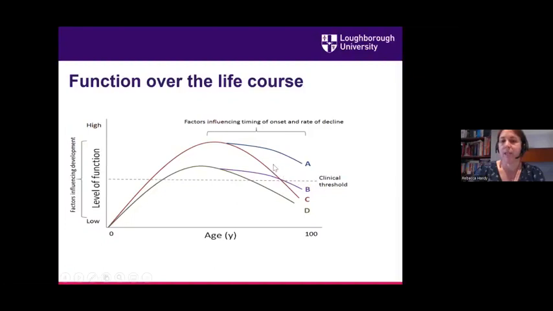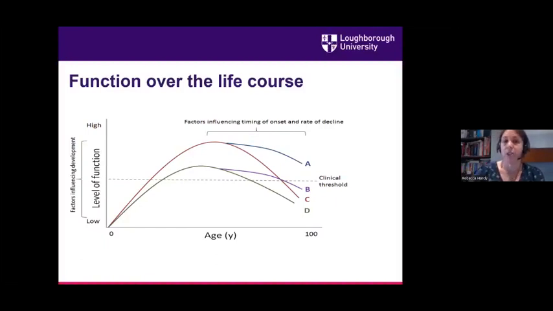So this is sort of preclinical phase of disease, but we can get to this in multiple different ways. So we might have a low peak or a high peak and different rates of decline. So this immediately says, well, actually, we need to look early in the life course to promote that peak development, as well as looking later in the life course to look at what might influence the rate of decline.